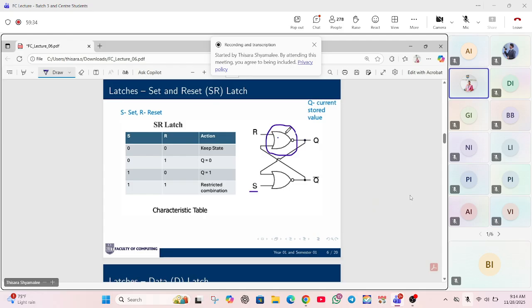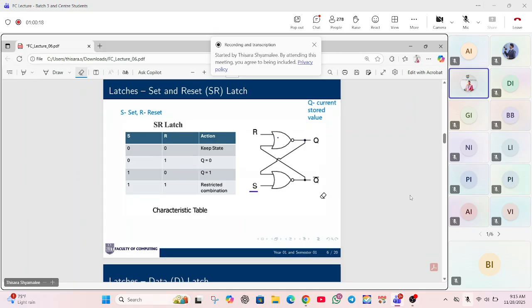So that's why I told you this has a deep process. These latches have a deep process, but under this FC module we are not going to explain it in depth. Just remember the SR latch characteristic table, as well as this circuit diagram, the logic circuit. This is the way we need to draw the SR latch logic circuit.